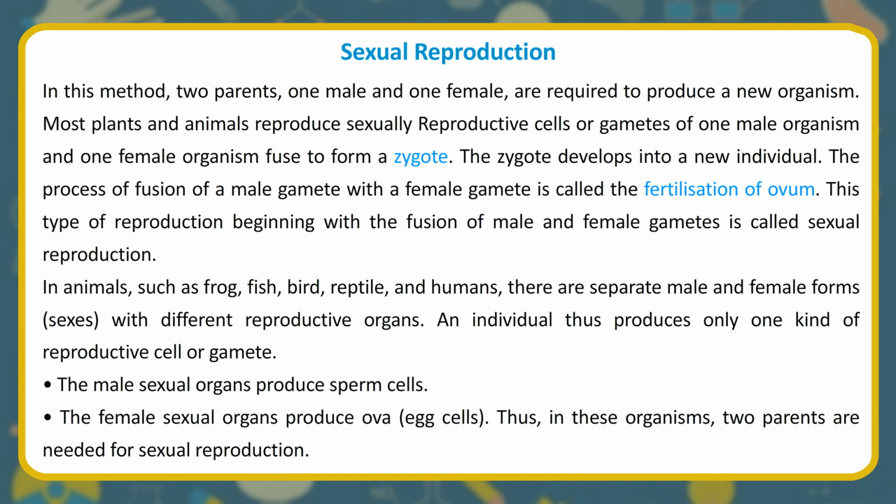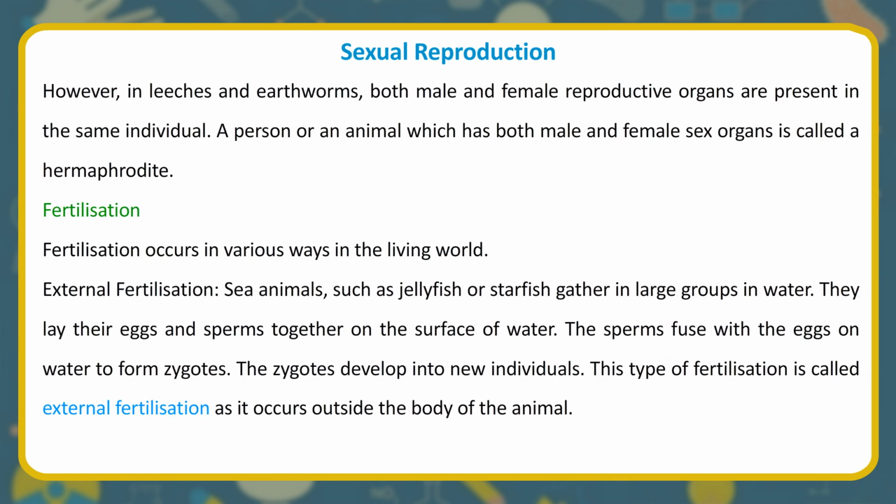In animals, such as frog, fish, bird, reptile, and humans, there are separate male and female forms, sexes, with different reproductive organs. An individual thus produces only one kind of reproductive cell or gamete. The male sexual organs produce sperm cells. The female sexual organs produce ova, egg cells. Thus, in these organisms, two parents are needed for sexual reproduction. However, in leeches and earthworms, both male and female reproductive organs are present in the same individual. A person or an animal which has both male and female sex organs is called a hermaphrodite.